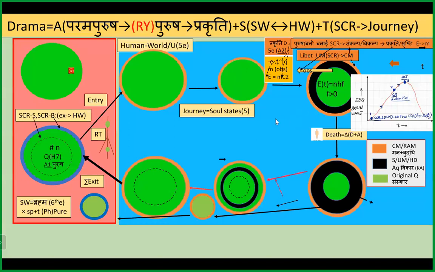So the script, based on the script, the soul observes, then it goes to the energy, to the Prakriti, then through the Schrodinger equation it gets converted into mass so that the conscious mind can understand.